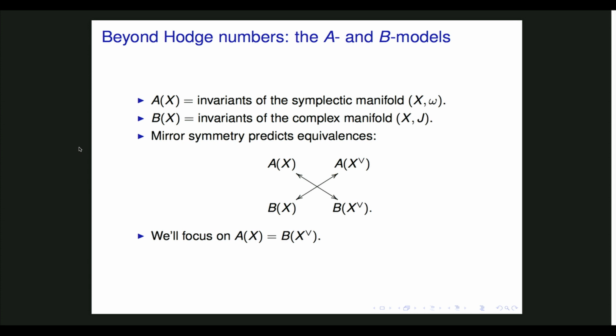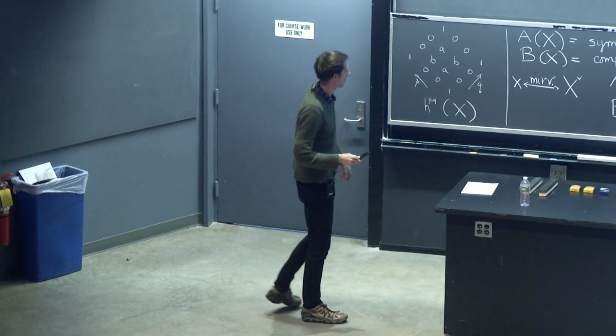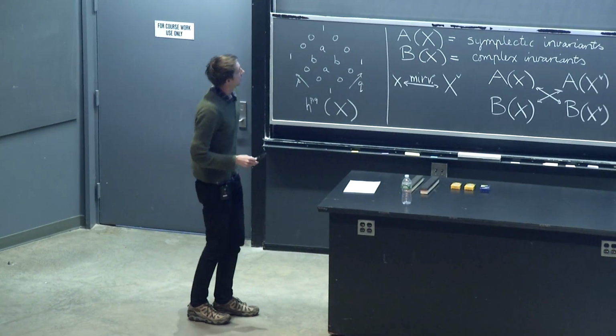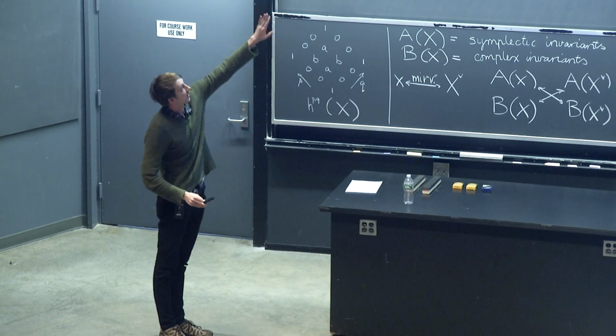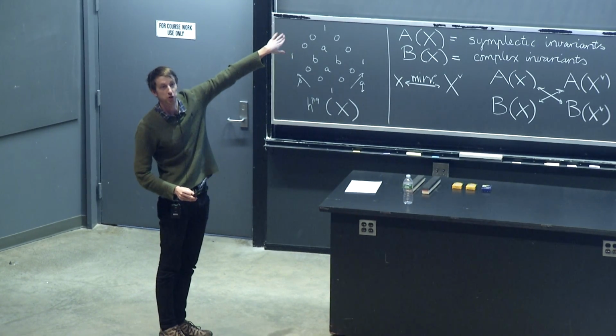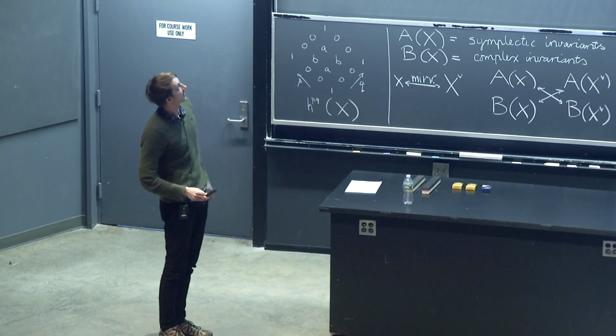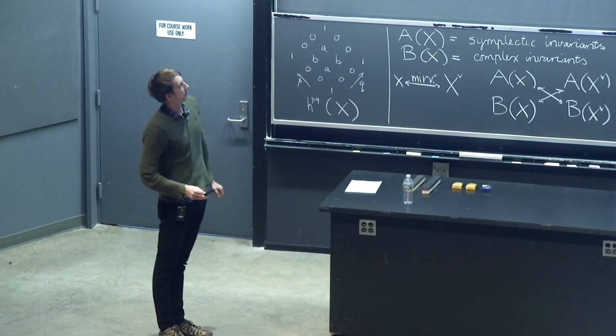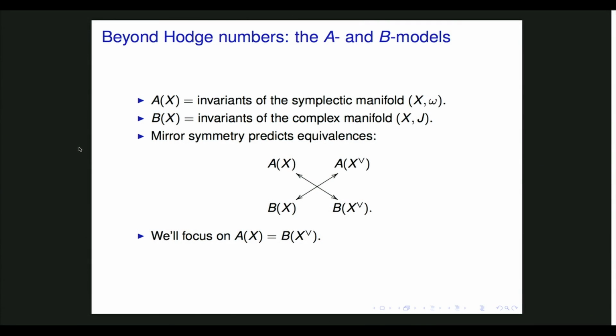So I'm being vague about what kind of invariance we look at and what equivalence means, because it will be different in different contexts in my talk. All right, so it's important to keep in mind that somehow there are these two arrows in the picture. But for the purpose of the talk, it will be easier just to focus on one of them. And so we'll always imagine that we're looking at symplectic invariants of X and complex invariants of X check.